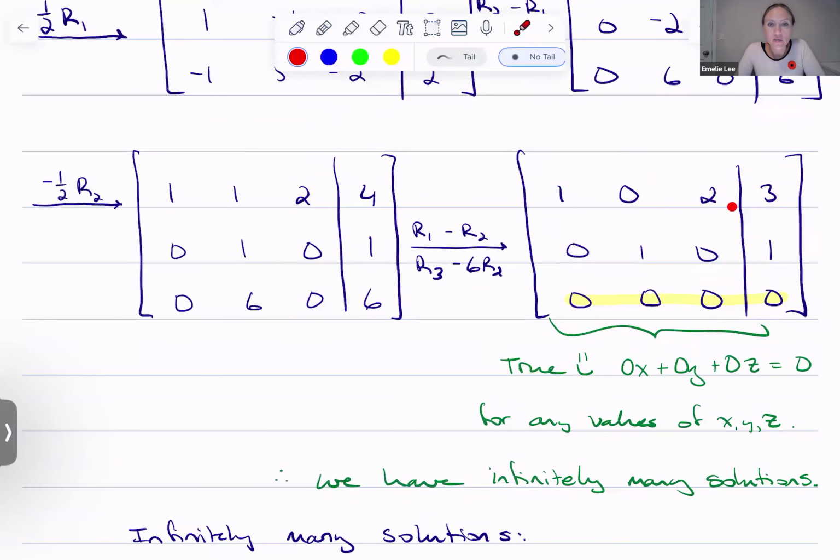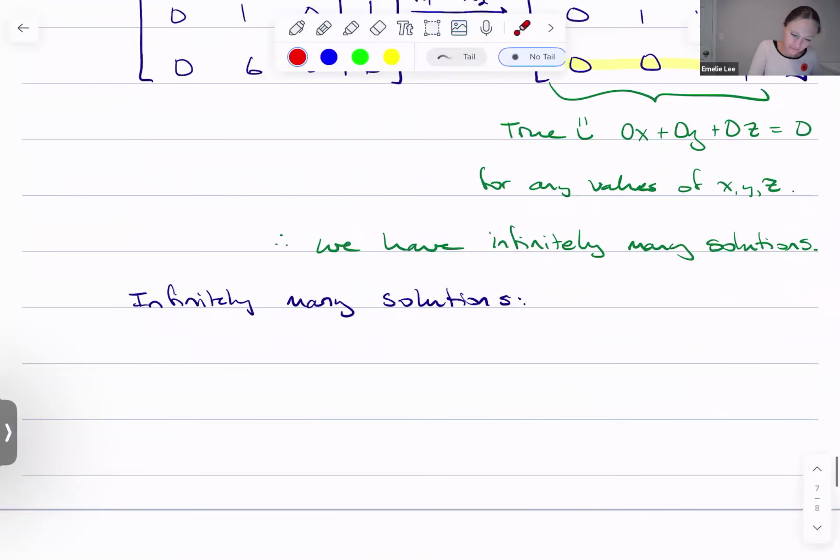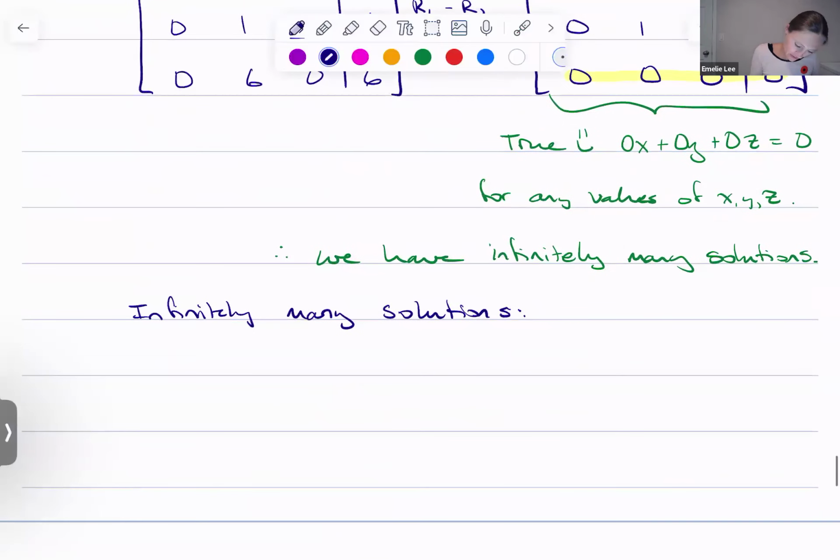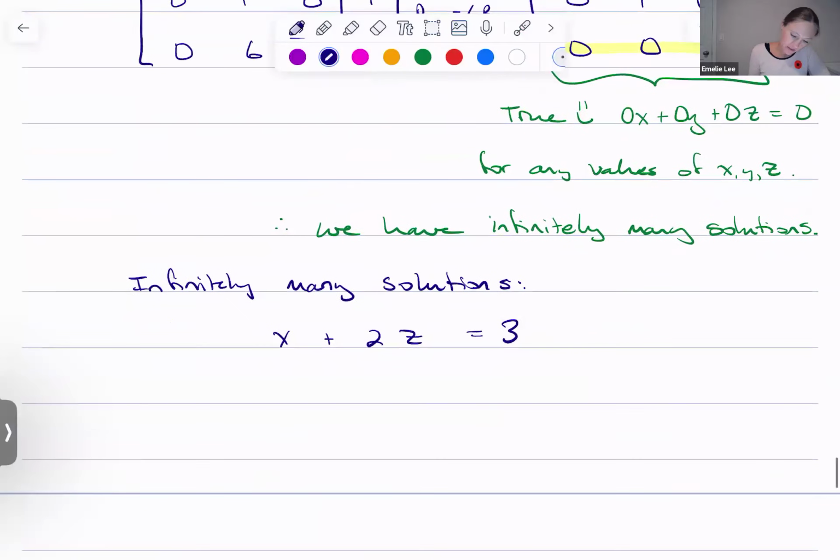We can't pivot around this 2. I mean, we could divide this row by 2, but then I'm left with 1/2, and that doesn't really help at all. So what I'm going to do is rewrite this as x plus 2z is equal to 3, and then y is equal to 1, and z can be anything. So x plus 2 times z is equal to 3, and y is equal to 1.